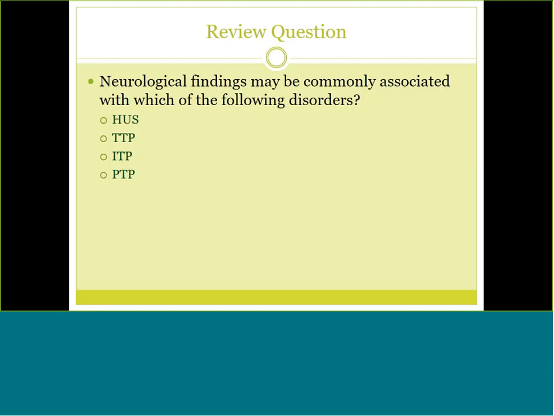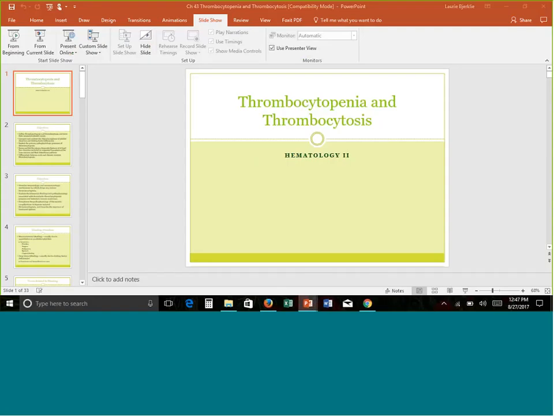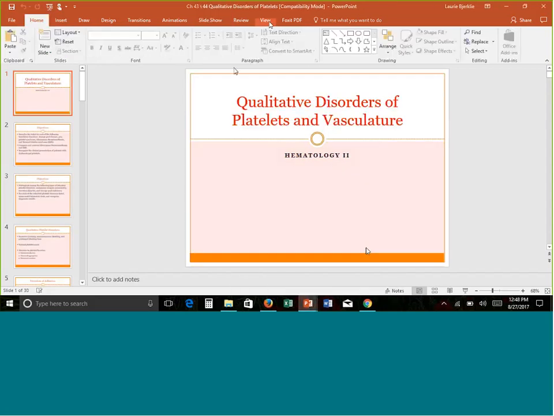Neurological findings may be commonly associated with which of the following? We pointed this out earlier. This would be TTP. And there you go. It's a lot of abbreviations to sort through. Do your best and really get to know those diseases that we pointed out in here. All right, so let's go to our other PowerPoint.